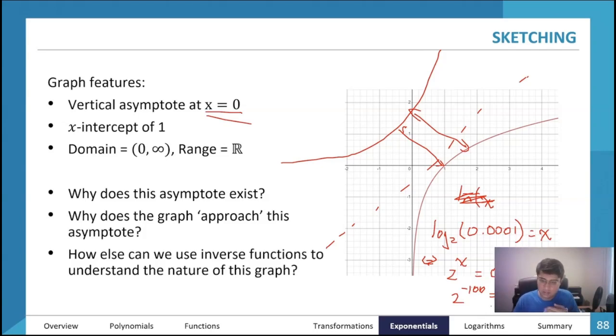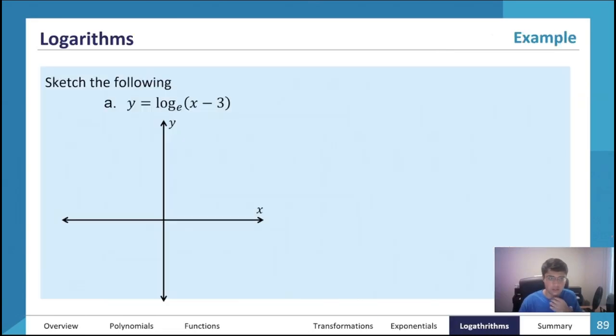So that's why the asymptote exists. Moving on, we can sketch some graphs for logarithms just to get an idea of how they work. In this case, I'm just going to show you the power of transformations here. Instead of looking for the x and y intercepts and everything, we can notice here the only transformation being applied is that it's being translated 3 units to the right. So our vertical asymptote will not be x equals 0, it'll be x equals 3.